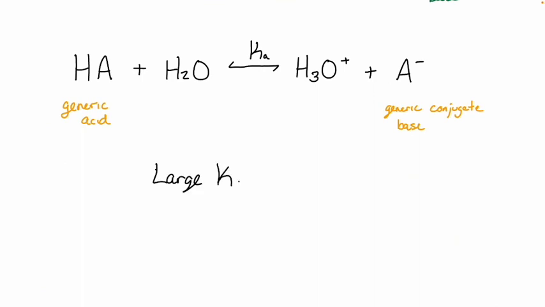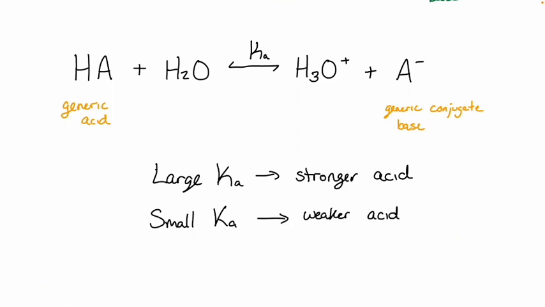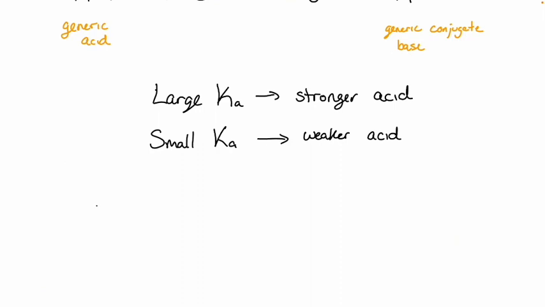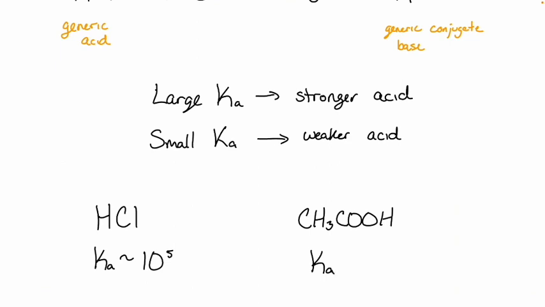A large Ka value means you have a stronger acid. A small Ka value is a weaker acid. For example, HCl has a Ka, and I'm just spitballing off the top of my head here, but it's around 10 to the 5th, maybe even 10 to the 7th. A nice big number that favors our product side. Acetic acid, on the other hand, has a Ka value around 10 to the -5. So a much smaller value that actually favors our reactant side for that weaker acid.